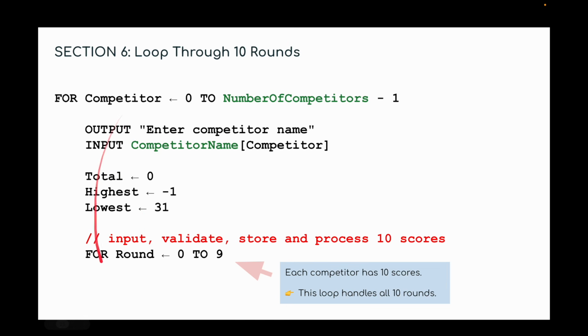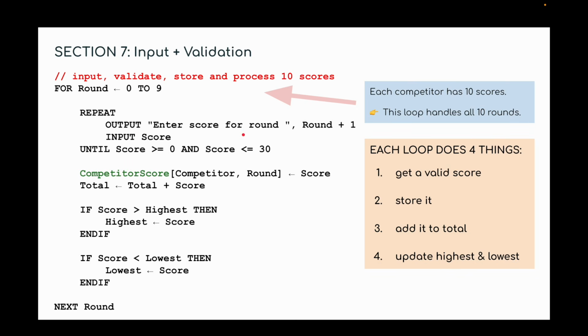We've got the loop inside the loop, so we're going to go from round 0 to 9 because there are 10 rounds. Input, validate, store and process 10 separate scores for each of the competitors. Each competitor has 10 scores. This loop handles all 10 rounds. So let's look at this in a little bit more detail. So we're going to repeat. Output, enter score for round, round plus 1. Input the score.